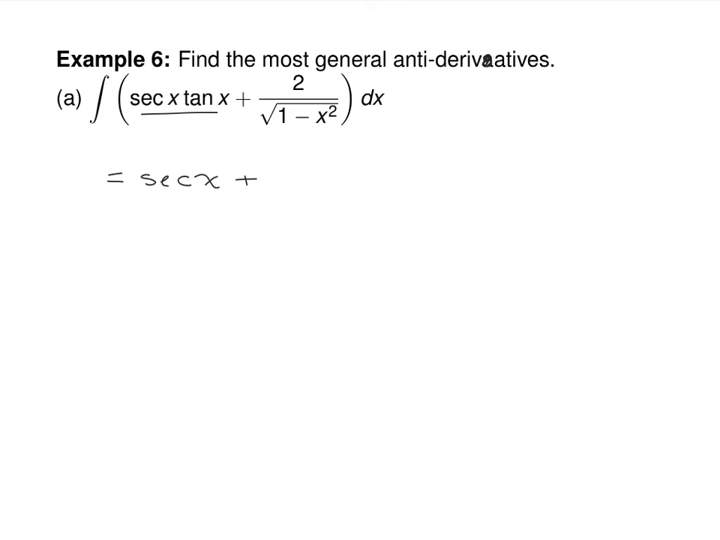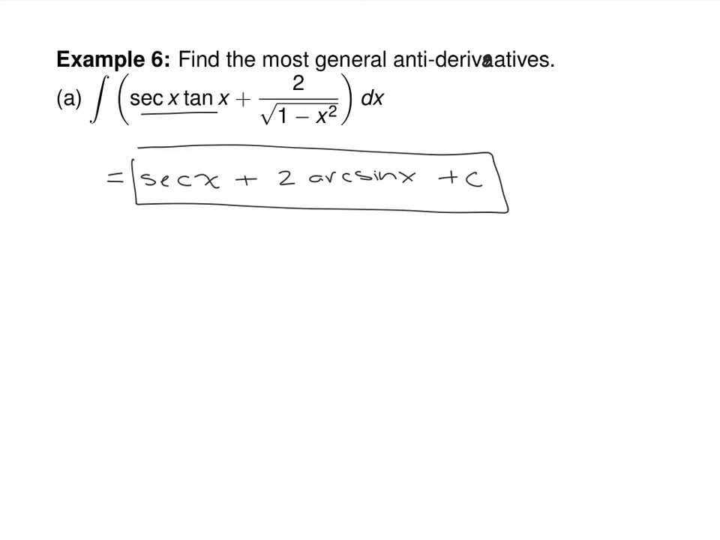How about this 2 over the root of 1 minus x squared? 2 arc sine, plus c. That's it. So some of these things you just have to know. The derivative of arc sine is 1 over root of stuff, and the 2 out in front doesn't actually matter, right? Okay.